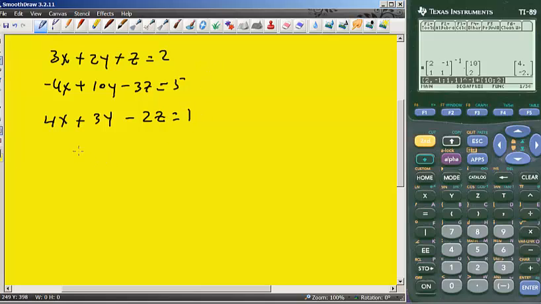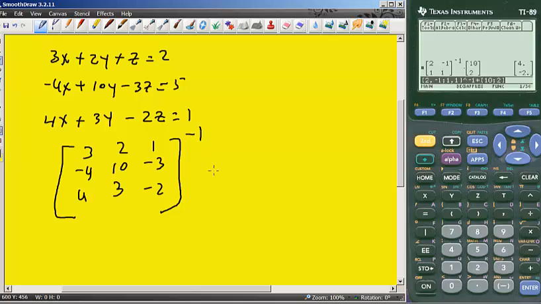All right, so what is my matrix? If I want to solve for x, y, and z, I am going to have a matrix of 3, negative 4, 4, 2, 10, 3, 1, negative 3, negative 2, and the inverse of that. So let's go ahead and find the inverse. Let's do one step at a time, but you can punch this in all together like I did the last problem. I want to show you what the inverse is.